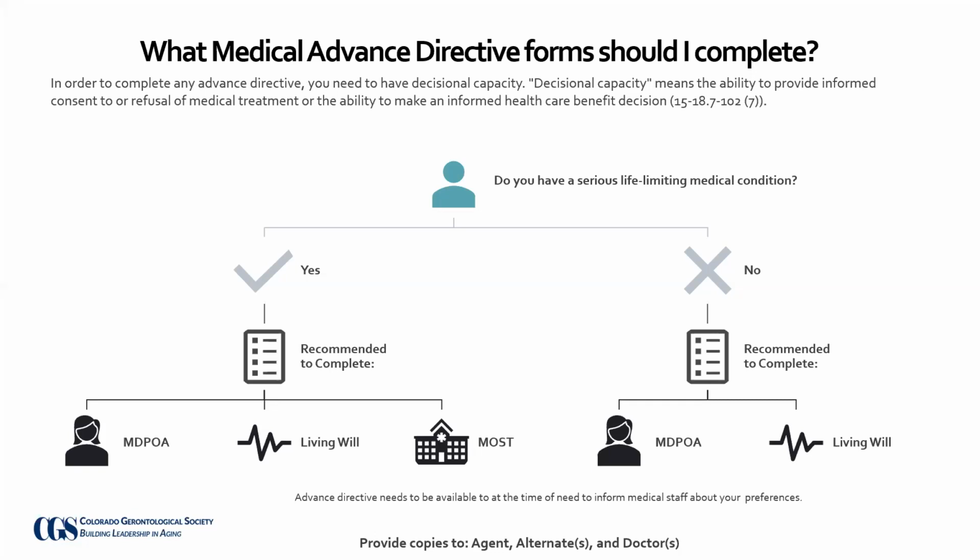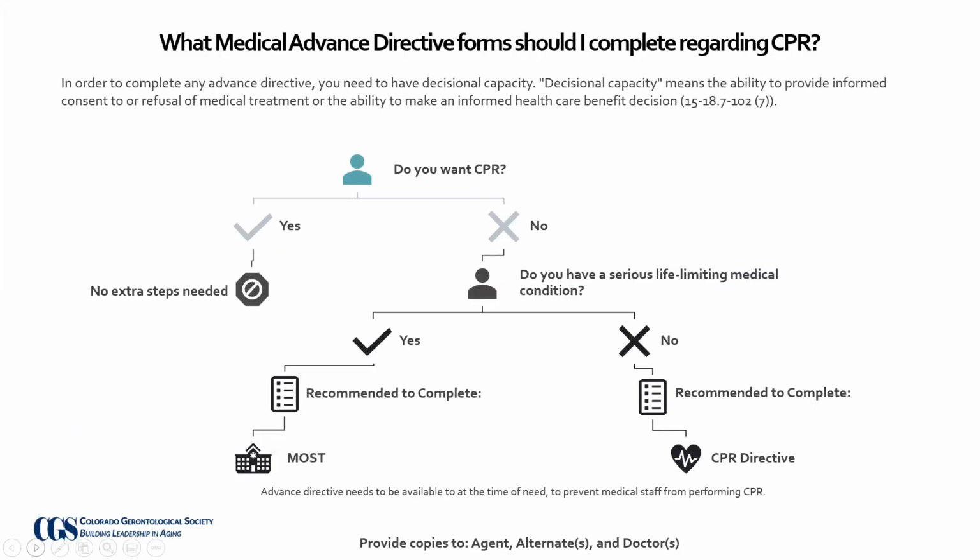The first question is, do you have a serious life-limiting medical condition? If the answer is yes, then we recommend that you complete the medical durable power of attorney, a living will, and a MOST form. If your answer is no, so you're a healthy individual at this point in time, we're recommending that you complete the medical durable power of attorney and the living will.